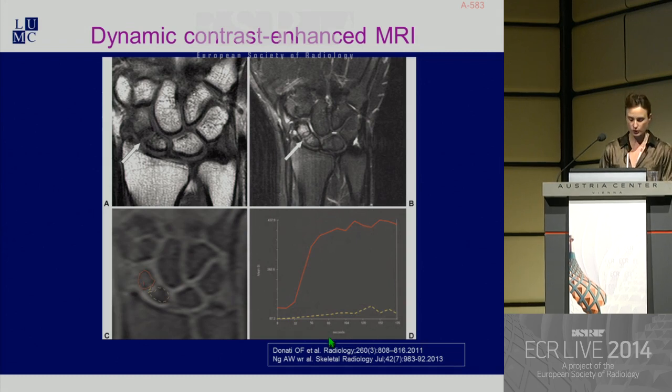Nevertheless, one article that has been published recently in Skeletal Radiology in 2013 showed that the dynamic contrast enhanced MRI has more accuracy compared with the normal MRI and the static contrast enhanced MRI. So the conclusion is that although this is maybe not perfect, it's the best tool we have so far for the diagnosis of an avascular necrosis.